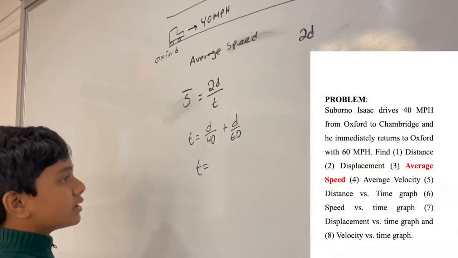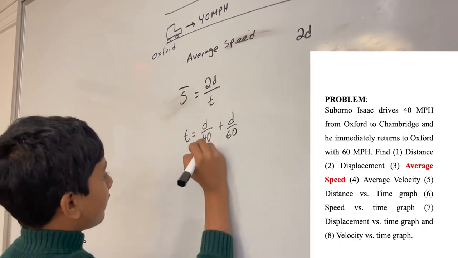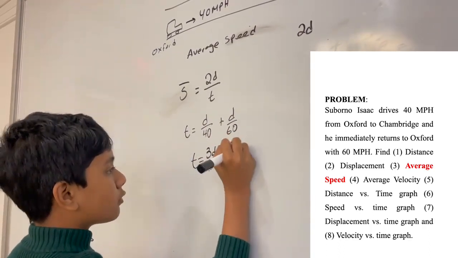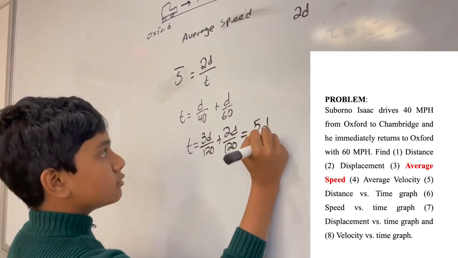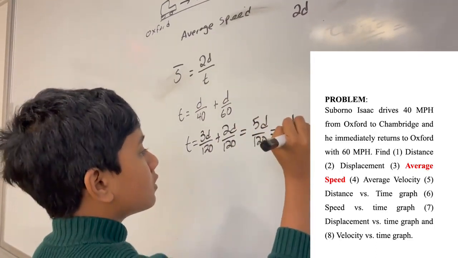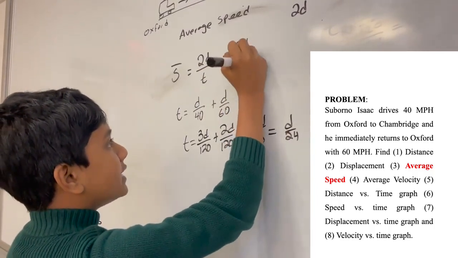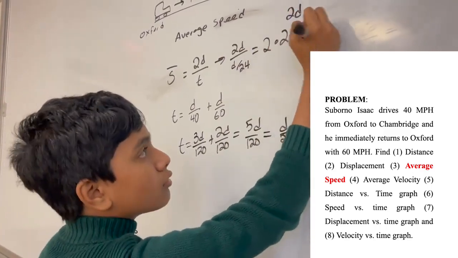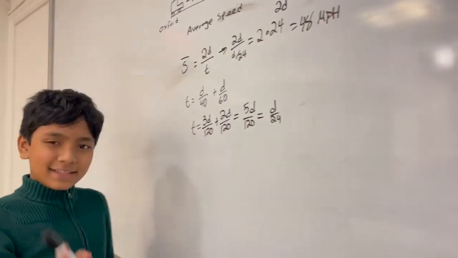Now you just common denominator these things. So here you have 40, here you have 60. So you have 3D over 120 plus 2D over 120 equals 5D over 120 equals D over 24. So that means that you get 2D over D over 24, which is 2 times 24, or 48 MPH. That is correct. All right.